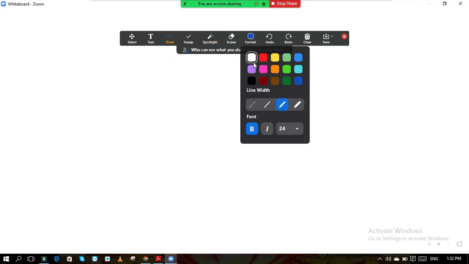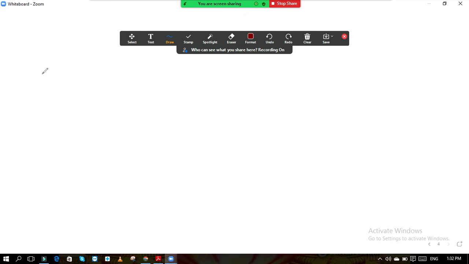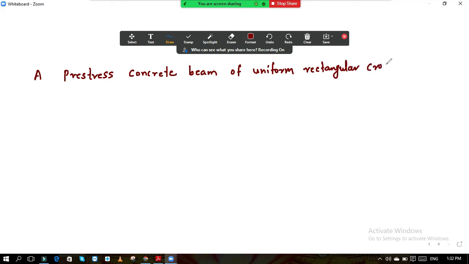So take the problem. Write down: a prestressed concrete beam of uniform rectangular cross section, and the span of beam is 15 meter.